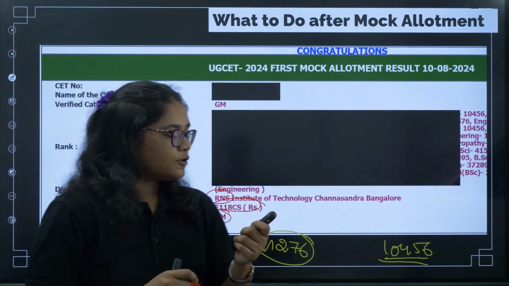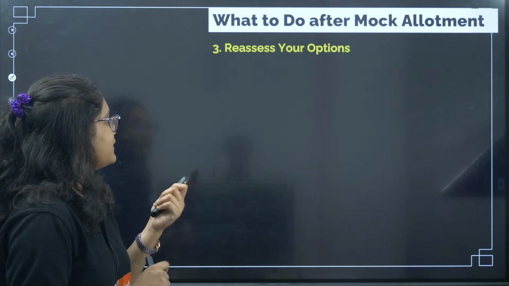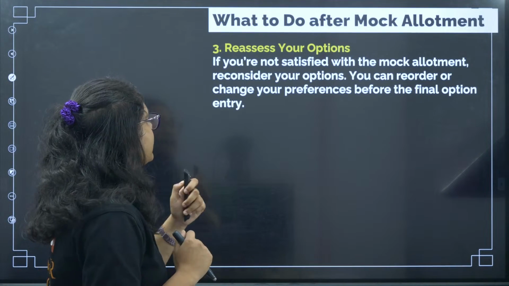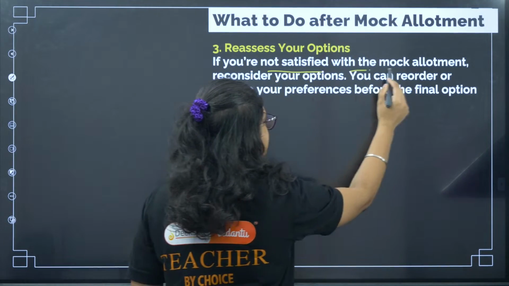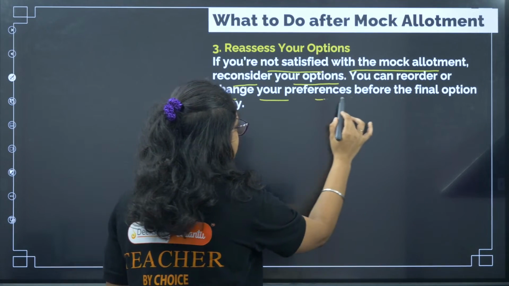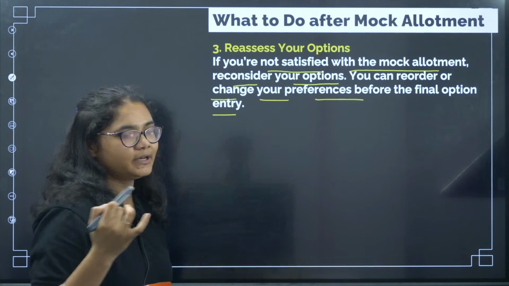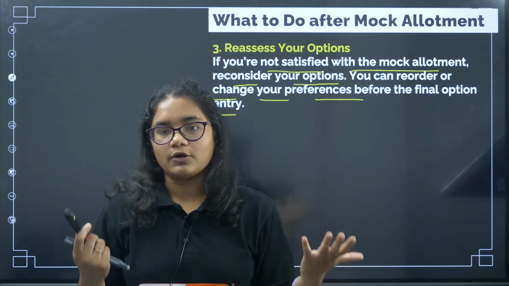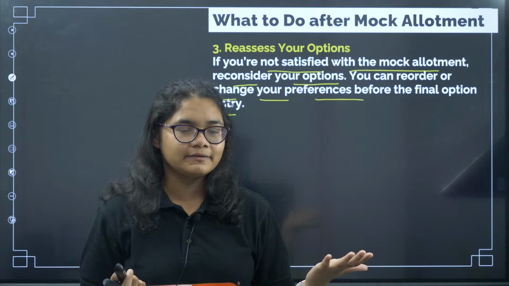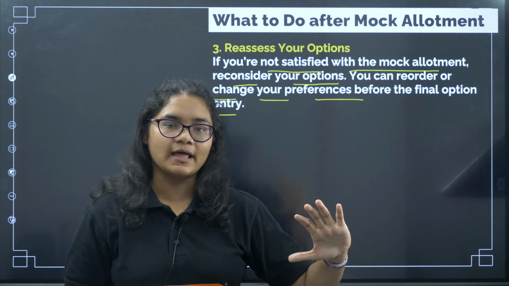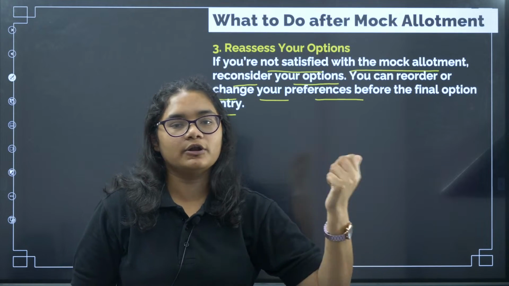Okay, so now let us go to the next thing, that is reassess your options. What if you are not satisfied with the mock allotment, you can reconsider your options. You can reorder or change your preferences before the final option entry. So again, that is what I told you, you have to assess and think whether you are satisfied with the allotted college, or you are not satisfied and you want a better option. So based on that, you have to prioritize your options.